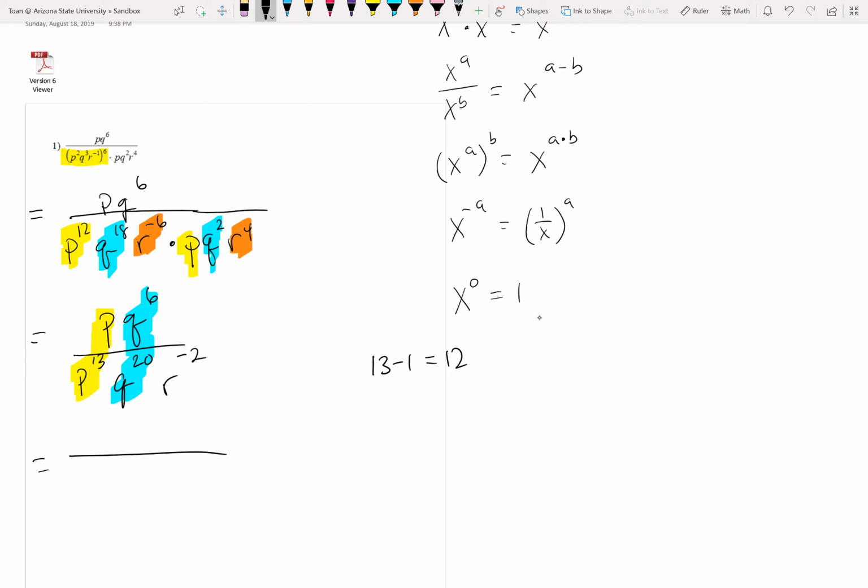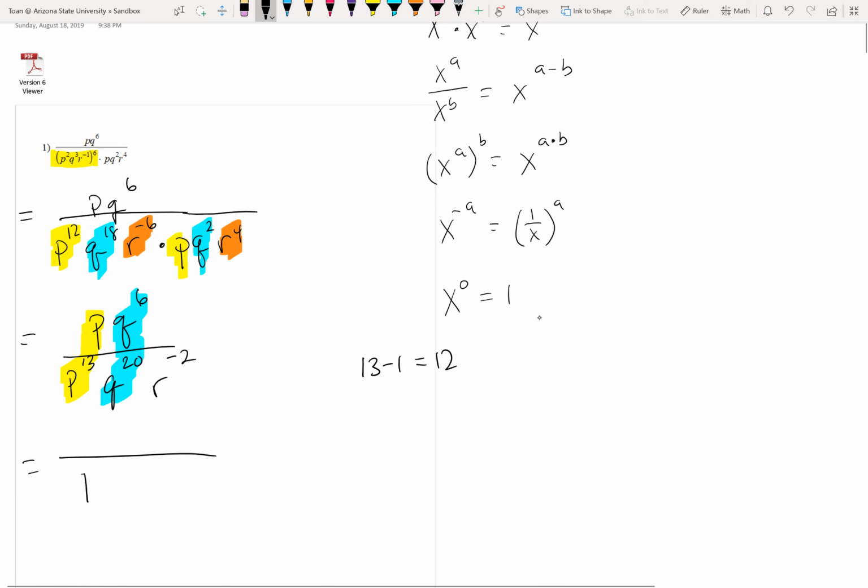And since the exponent of 13 was in the denominator and it was the bigger exponent, I'm going to put the answer p to the 12 in the denominator. Same thing with the q's. The exponents we have are 20 and 6, so big minus small would give me 14. And I'm going to put the answer q to the 14 in the denominator because that's where the bigger exponent was.